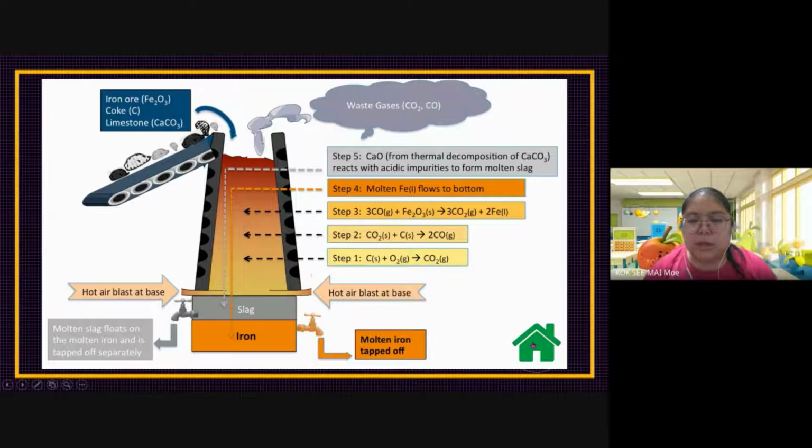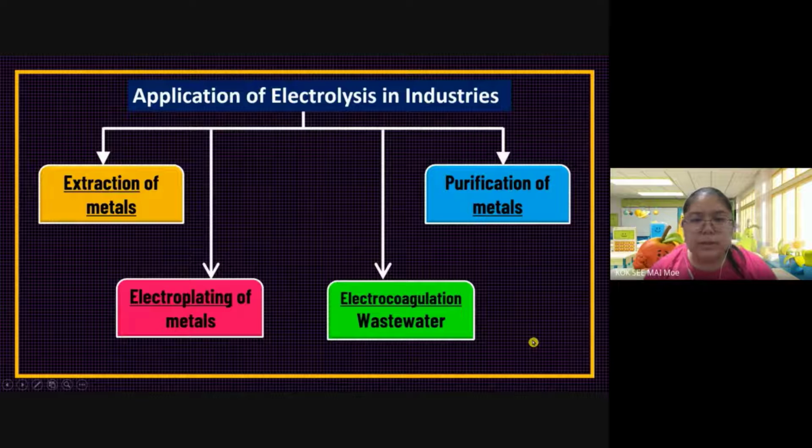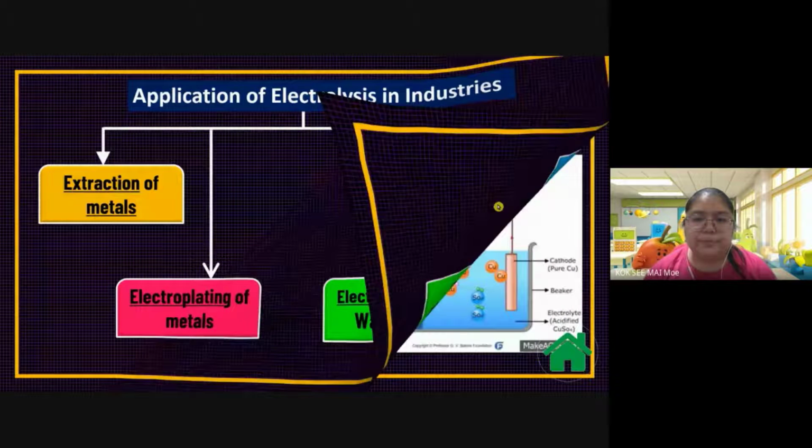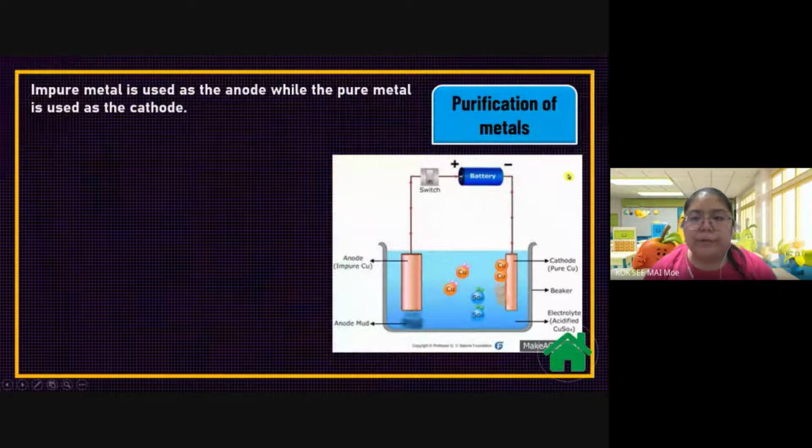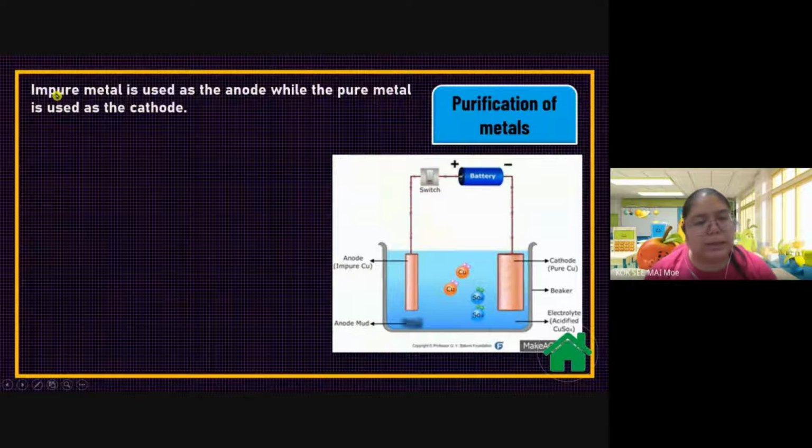Okay, then we go back to the first, finish extraction for the metal. You need to remember the reactive series. Okay, number 2, we go to the purification. Okay, purification, you can see impure metal and also pure metal. We need to use 2 things. Impure metal, we put at the anode. Okay, pure metal, we put at the cathode.